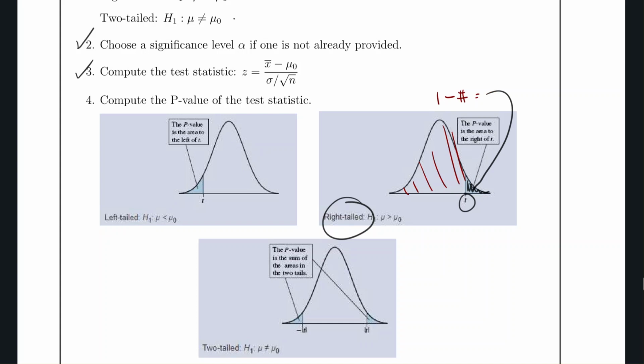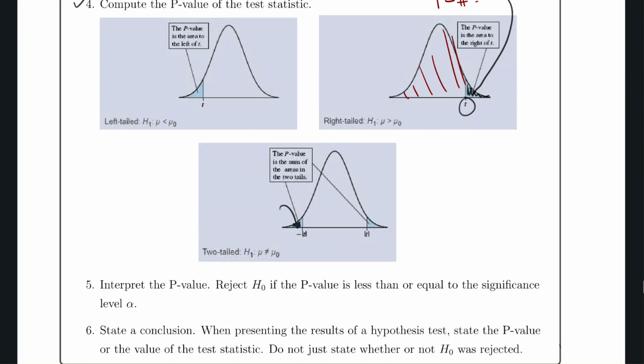Finally, if we're dealing with a two-tailed test, we know it's the area here plus the area here. Based on symmetry, I can just find the area here and double it. So based on if I'm doing a left, right, or two-tailed, I'll do one of these methods to find the p-value. Step 4 is complete. And then we interpret the p-value. Remember, we reject H0 if the p-value is less than or equal to alpha. And then finally, step 6, state the conclusion, rephrase in terms of the wording of the problem.